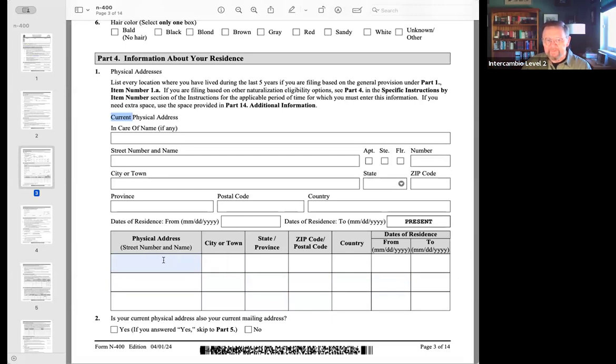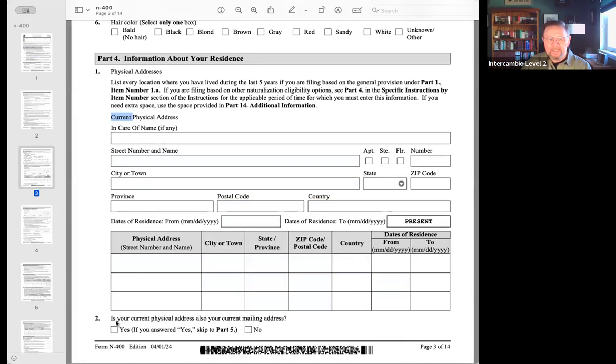They want to know the physical address, the number and the street and the apartment number or whatever, the city or town, the state, the zip code. The country, of course, would be US here, as you would fill this out. If you need more spaces than this, go to part 14. And again, you'd reference page 3, part 4, and give them the same information and fill it out.